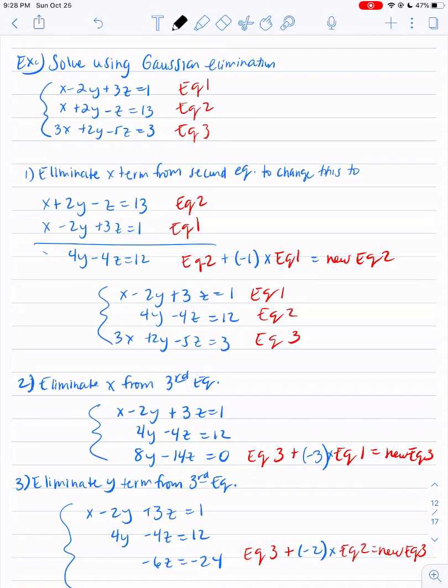Okay, so I labeled each as equation 1, equation 2, and equation 3. I'm going to look at equation 1 and equation 2. I want to eliminate the x term from the second equation to change this. So I have x plus 2y minus z, which is my equation 2, equals 13.